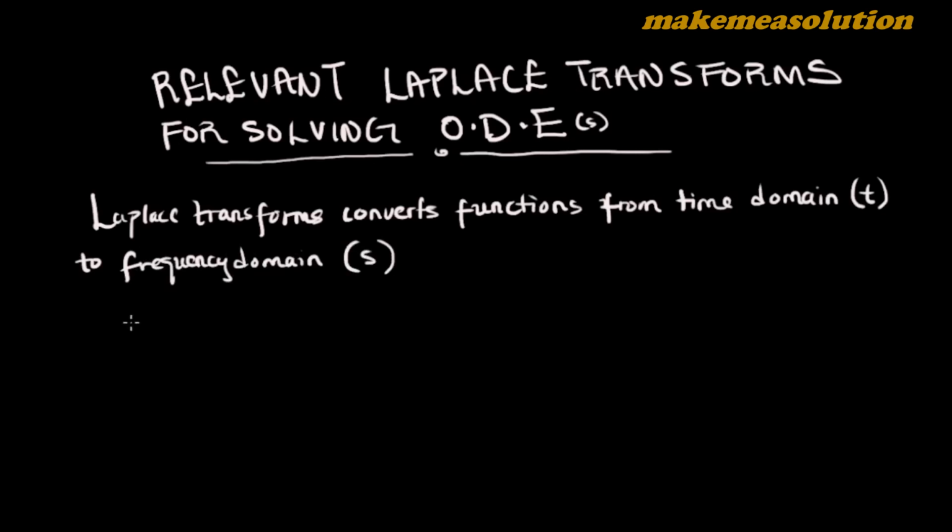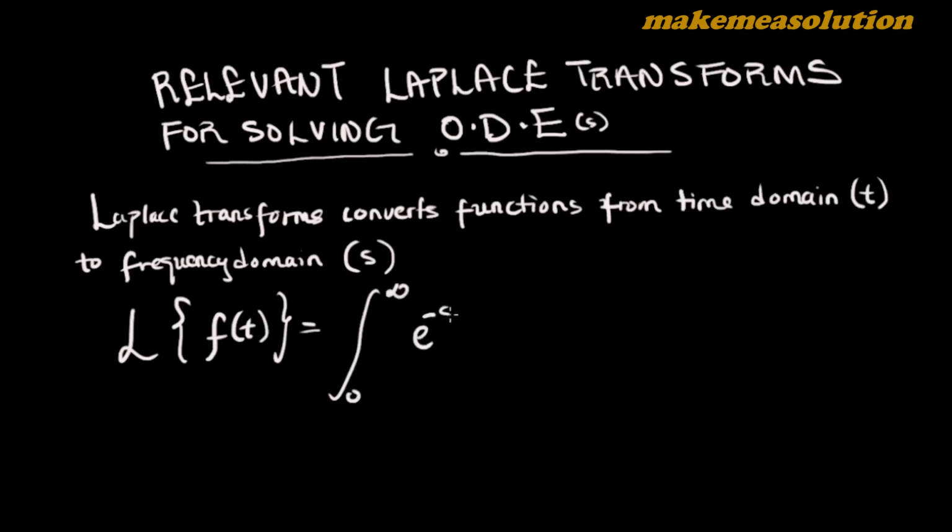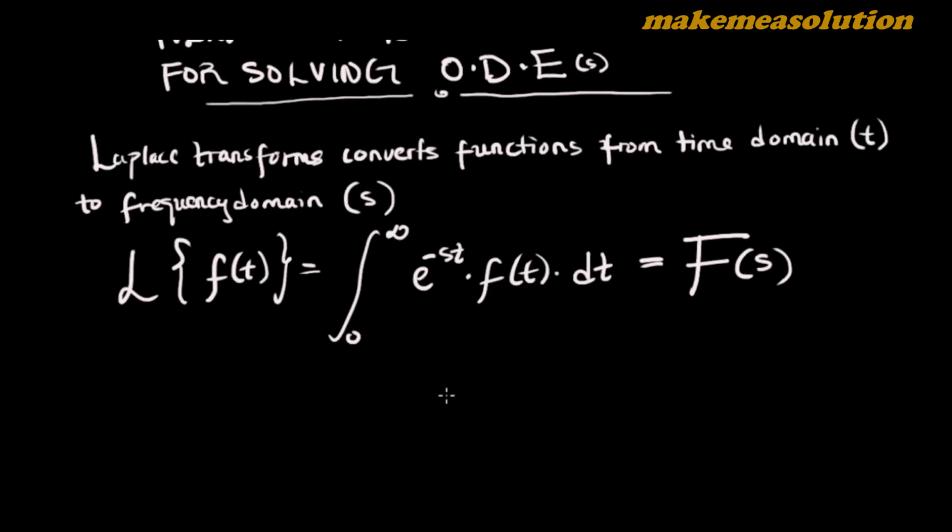So the definition is that the Laplace transform of a function of time f of t is given to us as the integral from 0 to infinity of exponential minus st multiplied by f of t, and we are integrating with respect to t, and this is going to give me a particular capital F of s. Okay, so when we perform this integral, we are going to get a function in terms of s. So the summary is that f of t and F of s form a Laplace transform pair.